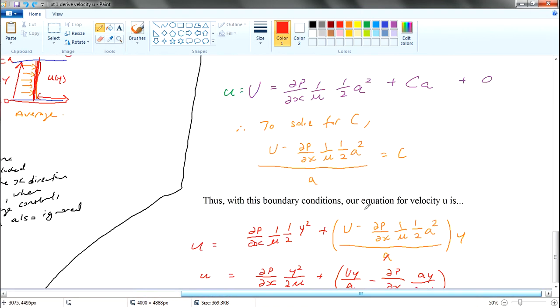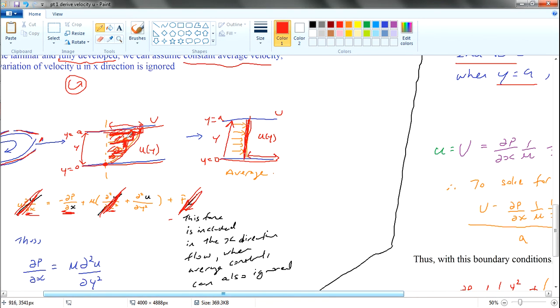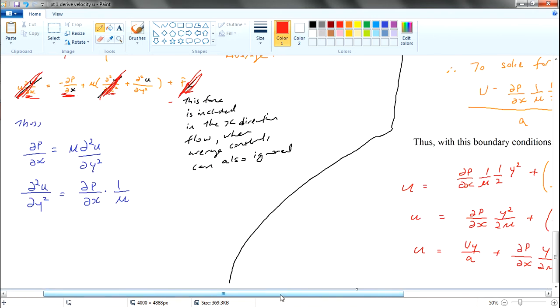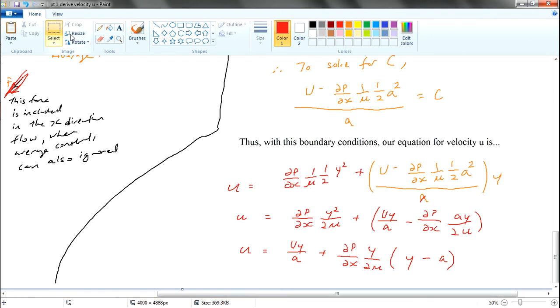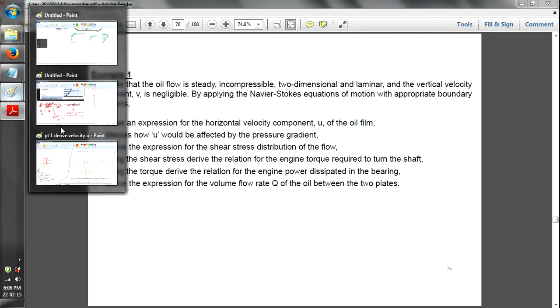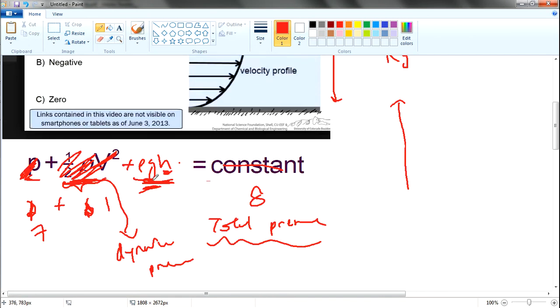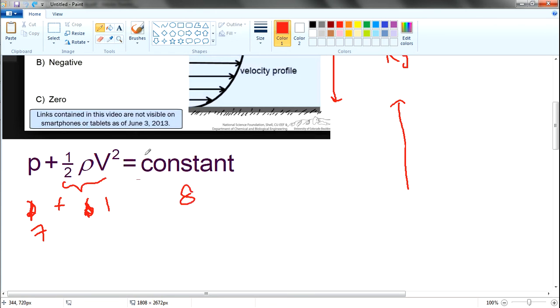Any layer, this layer, or whatever layer, can be described by this formula over here. And then it asks us to discuss how the velocity u will be affected by the pressure gradient. As I explained earlier, it is much affected by the pressure gradient, due to this Bernoulli equation over here, although this doesn't look much like a Bernoulli equation to us in this manner now.